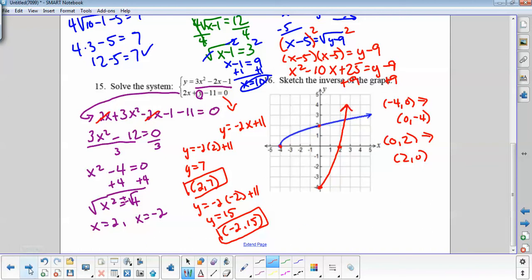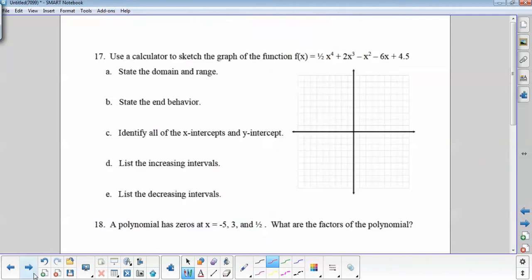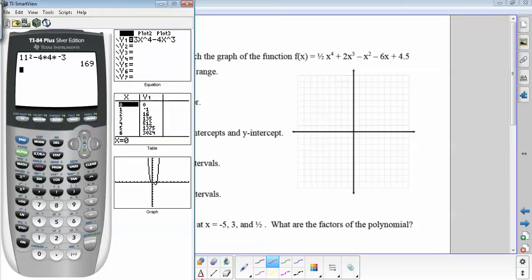Alright, let's go to page 3. It says use a calculator to sketch the graph of this polynomial. And then we're going to use that to state the domain and range and answer all these other questions here. Okay, so let's pull up the calculator and go to y equals, clear what's in there.